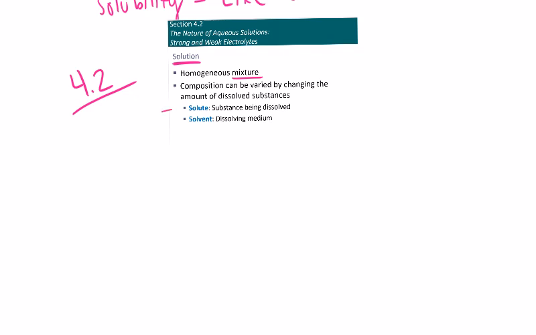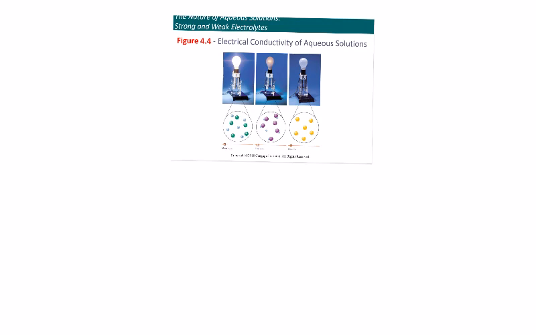So these are two vocabulary words to know: solute and solvent. Solute is what's being dissolved. The solvent is the dissolving medium. This is most typically good old H2O. When you make a solution in my classroom, you are going to be dissolving it in water. Okay, so some solutions are called electrolytes.